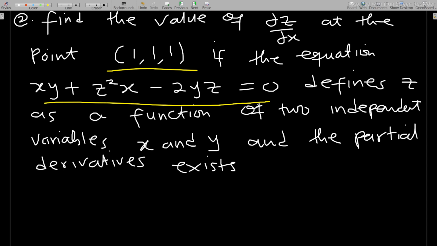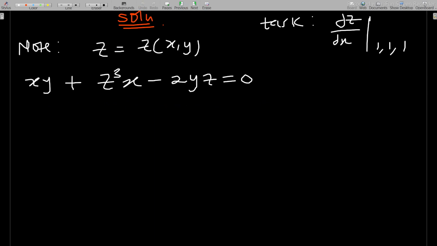Fast forward, what you do is like what we did. z is a function of both x and y, this is the equation, and our task is to evaluate del z del x at the point 1 1 1. To start with, first of all, like I said, you differentiate term wise.